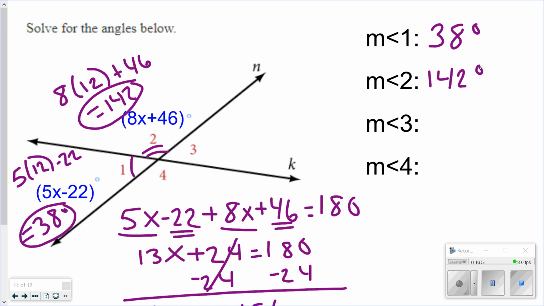All right, so what is the measure of angle 3? Well, 3 is a vertical angle to angle 1, so it has to be the same measure, so 38 degrees. What is the measure of angle 4? Well, angle 4 is a vertical angle to angle 2, which means it has to be the same, so 142 degrees.